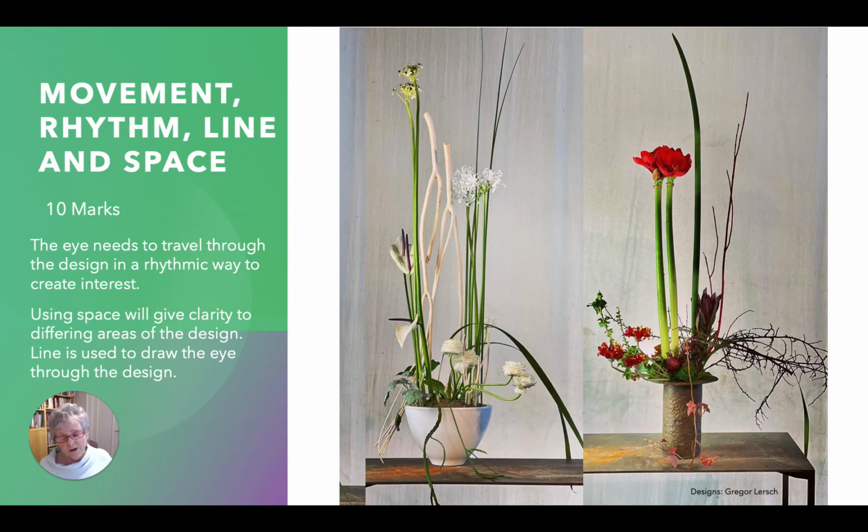So if we look at these two great form linear designs by Gregor, you can see that the white one has great line in the flower placements and the tall grass. It has repetition with the ranunculus to one side. It has a great space in the centre between the mitsumata branches. So all in all, a great design.